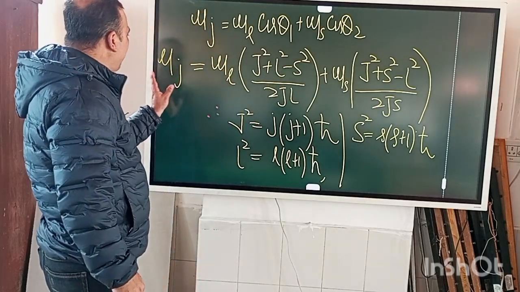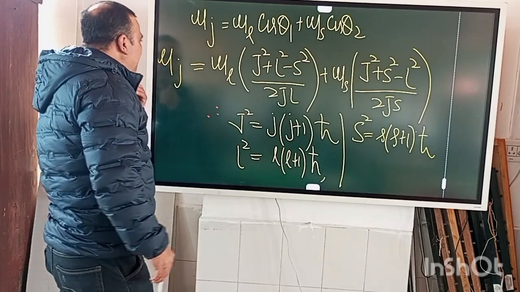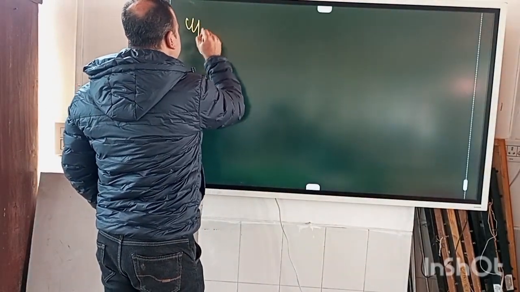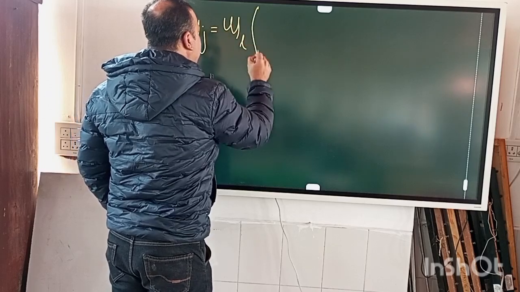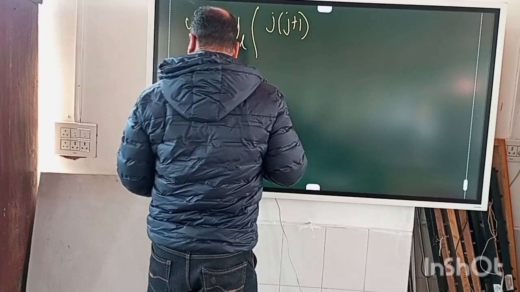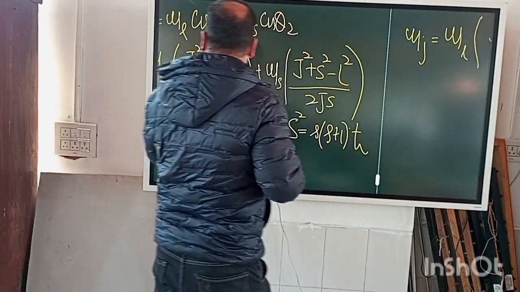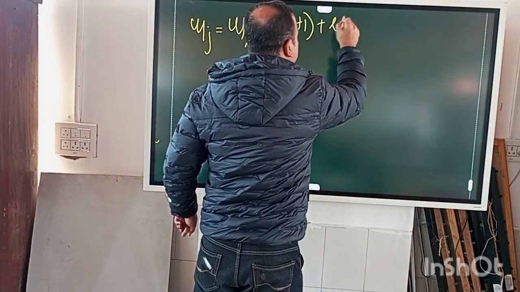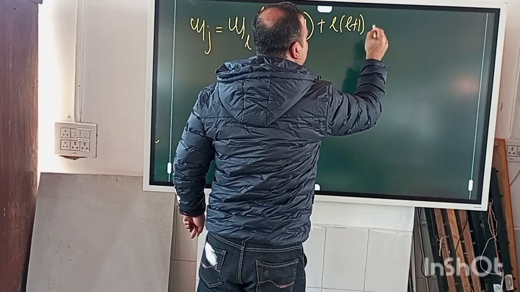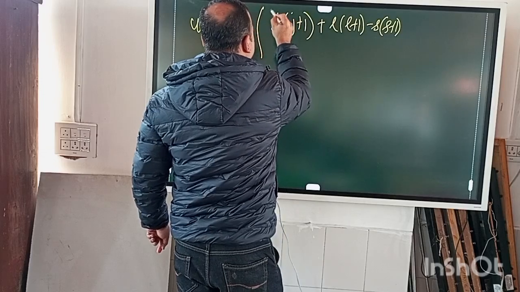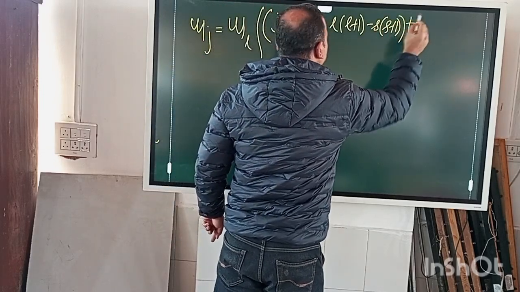So what we can do is substitute all of these values in our equation, because what we are trying to calculate is the total magnetic moment of this one electron atom. So let's do that. We will have mu j is mu L times j times j plus 1, with h bar as a multiplier, then plus L and minus S, then plus L times L plus 1, and then minus S times S plus 1. All of them have h bar as a multiplier.